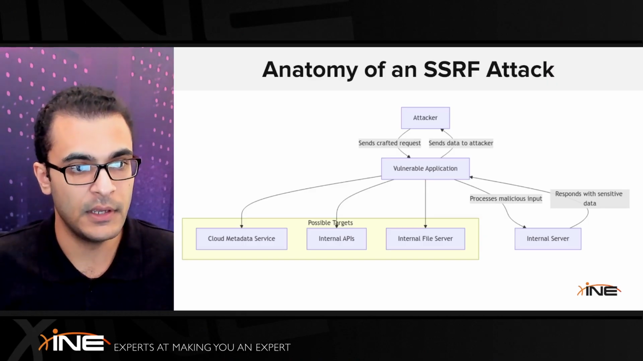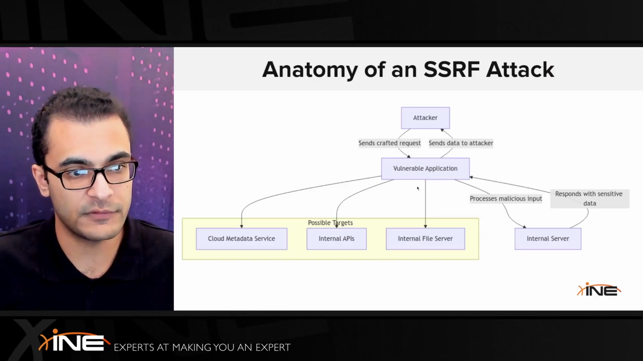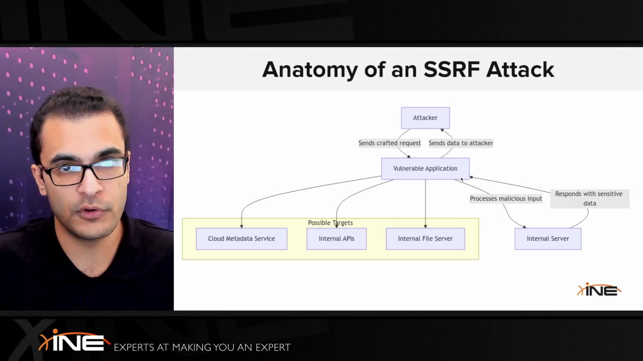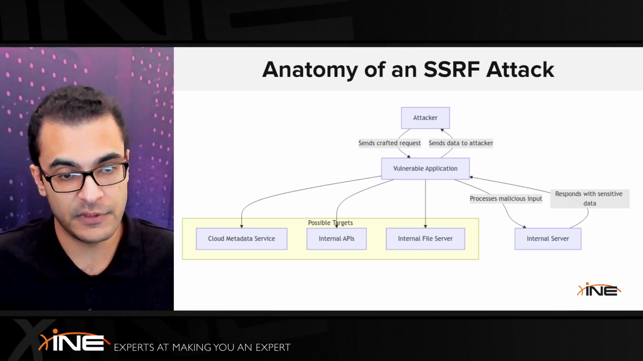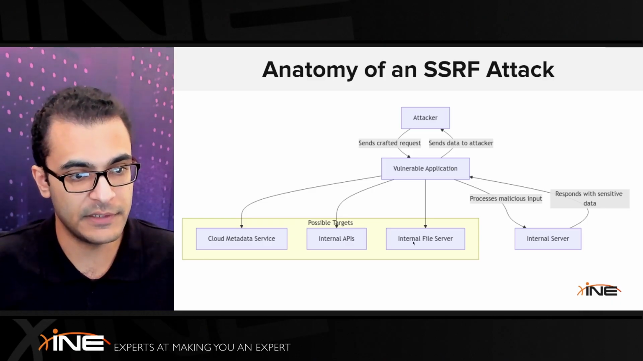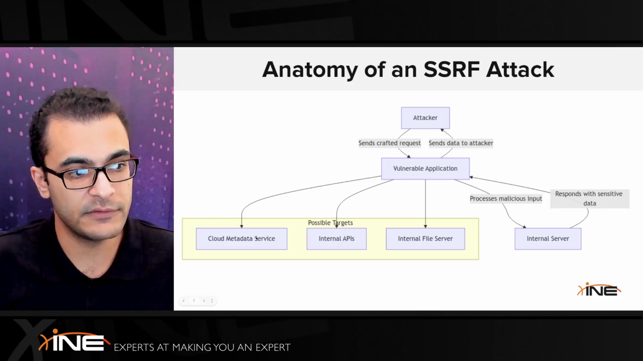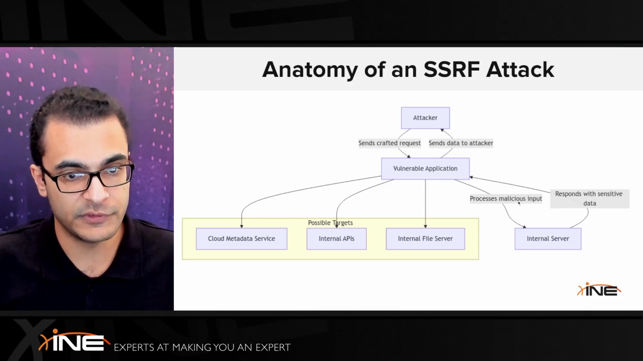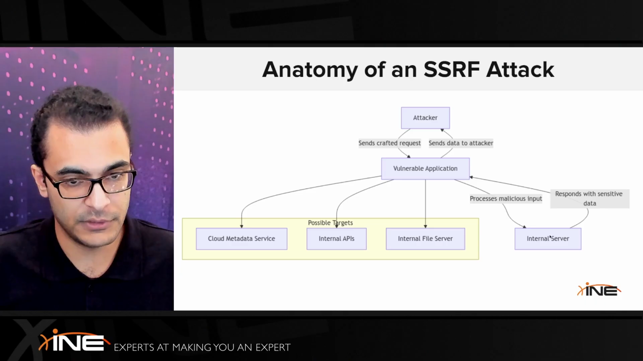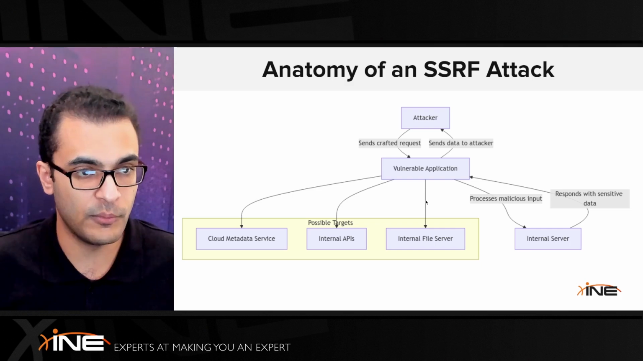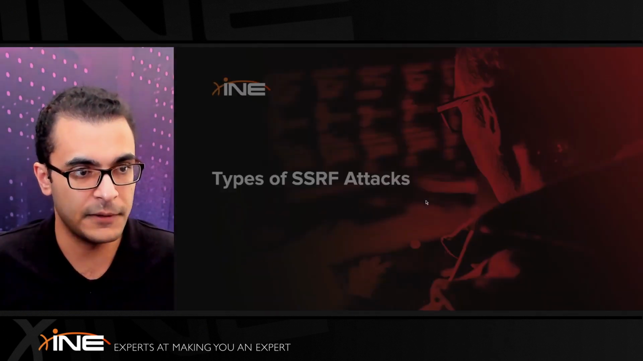This is what it looks like. You have the attacker here. So you send a crafted request, then the vulnerable application. This is what you would call the application server layer. And then, of course, you also have the internal services or potential targets like the internal file server, internal APIs, cloud metadata. But the bottom line is that the vulnerable application processes the malicious input. So you can just think of this as the internal server responds with the sensitive data. And again, these can all be possible or potential targets, but it's fairly simple to understand.